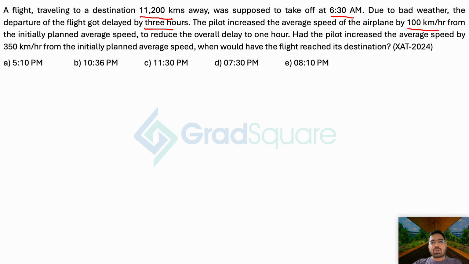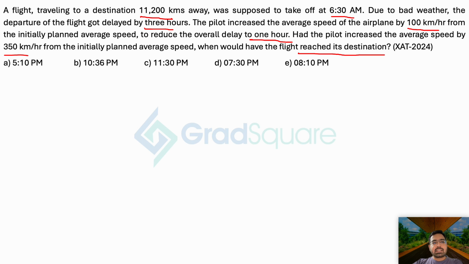This reduces the overall delay to 1 hour. So if you were traveling at the same planned speed and starting at 9:30 a.m., then you would have reached the destination later by 3 hours. Because of this increase in the speed by 100 kilometers per hour, you are only showing a delay of 1 hour. Had the pilot increased the average speed by 350 kilometers per hour, then what is the time at which the flight is reaching its destination? That's what the question is.